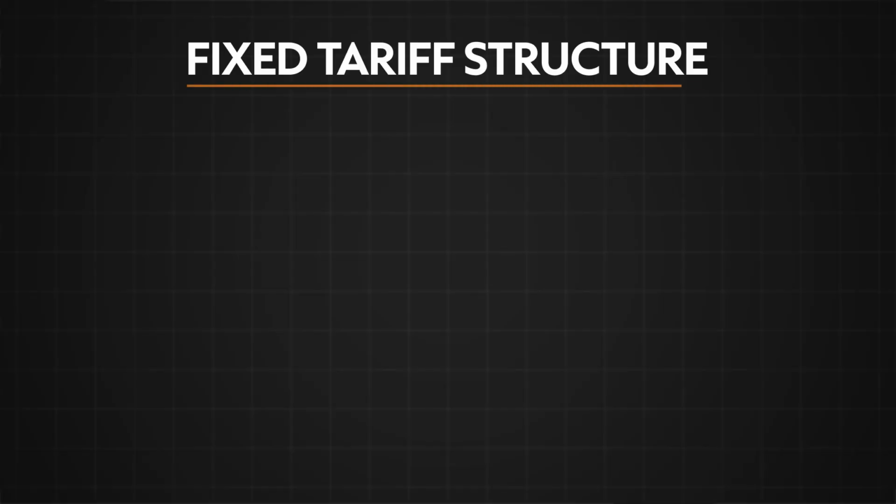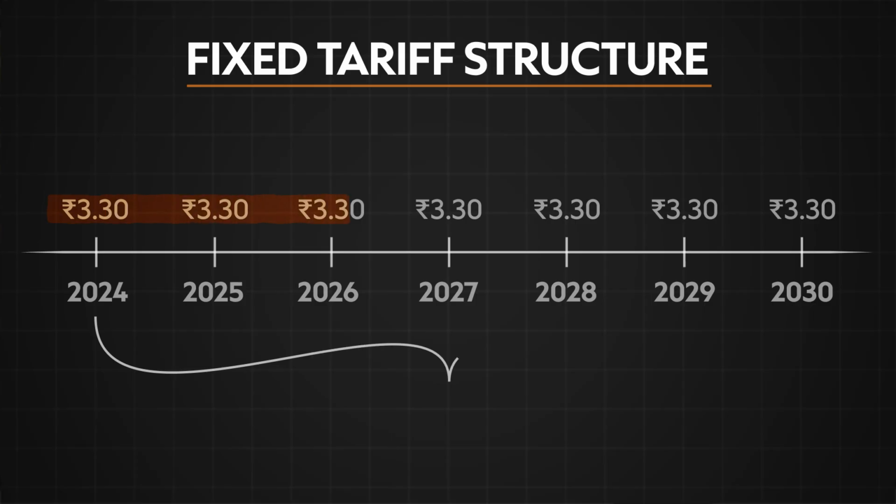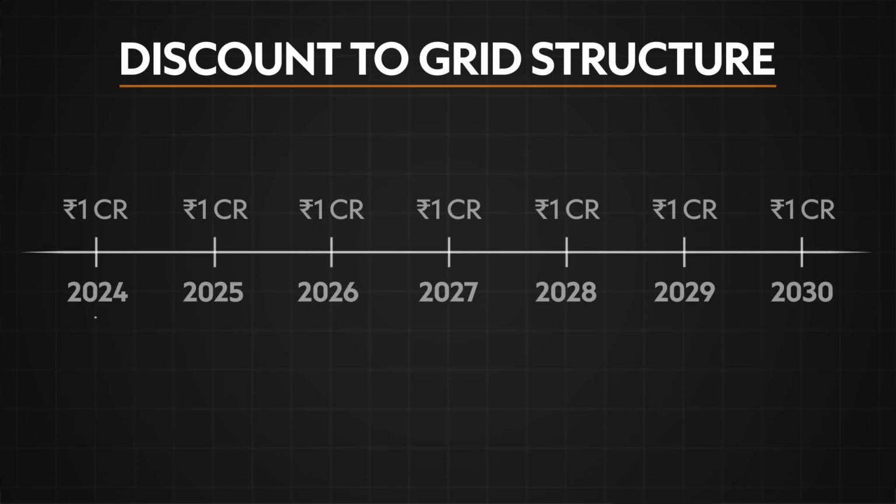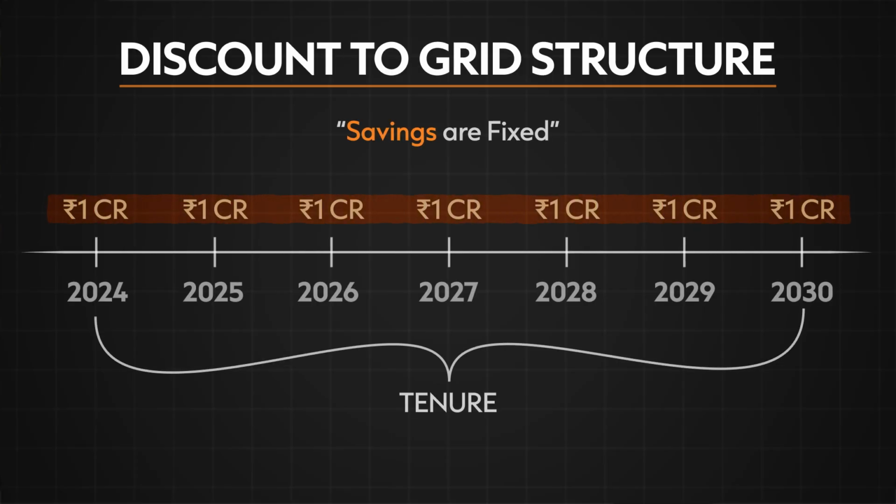Before we decide how to decide the tariff structure between a fixed or discount to grid, let's understand the difference between the two. In a fixed tariff structure, the tariff for the solar PPA is fixed throughout the tenure, and in a discount to grid tariff structure, the savings is fixed throughout the tenure. Let me explain by an example.